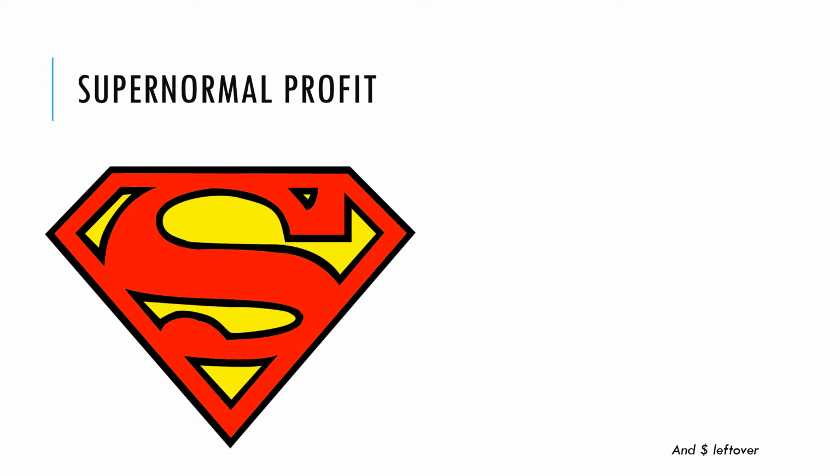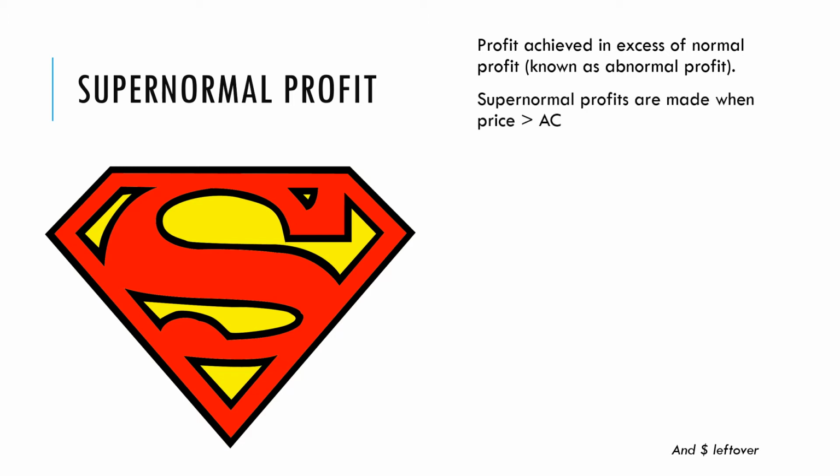So what do we mean by supernormal profit? Well, it is profit achieved in excess of the level of normal profit, sometimes known as abnormal profit. Supernormal profits are made when the revenue is greater than the economic cost, or if the price is greater than the average cost, if the average cost includes the opportunity cost that we've talked about previously.